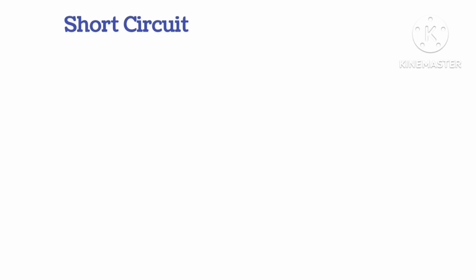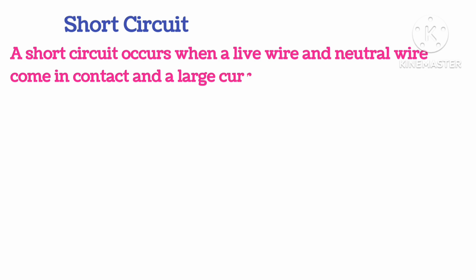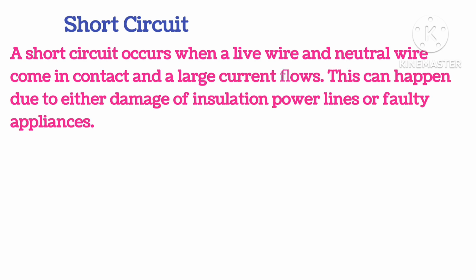Short circuit. A short circuit occurs when a live wire and neutral wire come in contact and a large current flows. This happens due to either damage of insulation of power lines or faulty appliances.